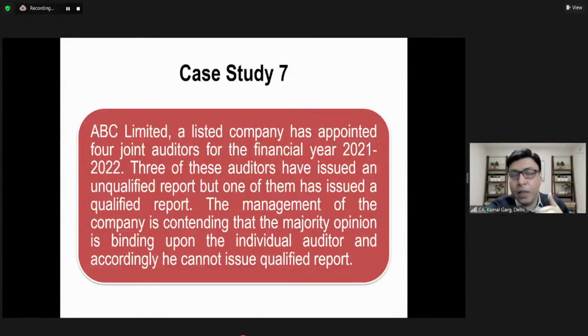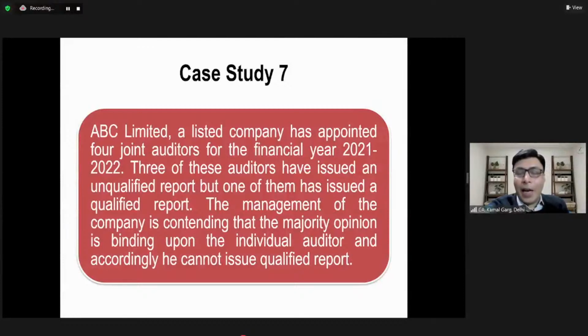Documentation only is sufficient. However, in the audit report given by Kamal, an other matter paragraph will be there. One paragraph will be given in the audit report of Kamal, and he will write that these financial statements were also audited by other joint auditors. That is sufficient. For this purpose, we have SA number 299.